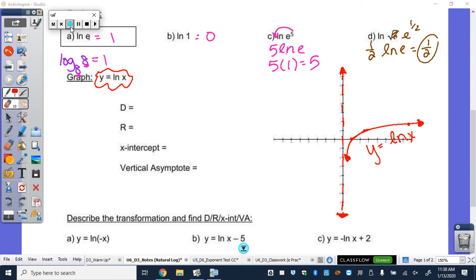So what is our domain of our graph over there? X is greater than 0, just like with our log ones. Our range, element of the reals, or some people prefer the interval notation, still negative infinity to positive infinity. Our x-intercept is at 1, 0. And our vertical asymptote is at x equals 0.